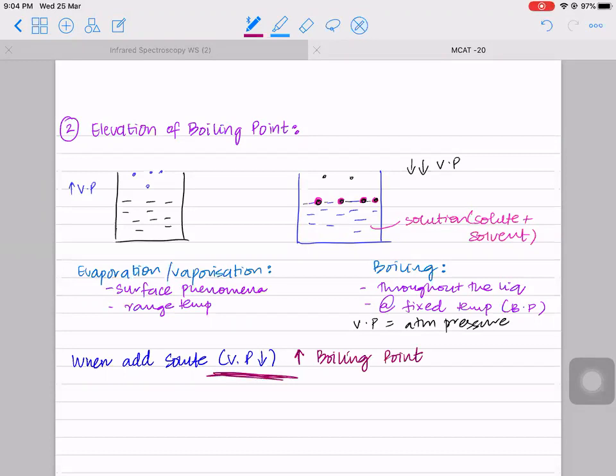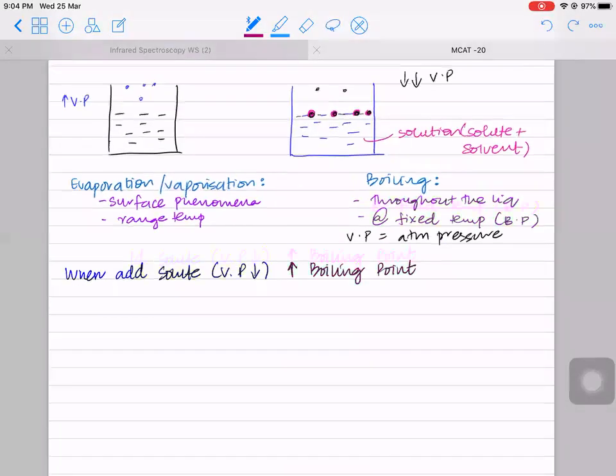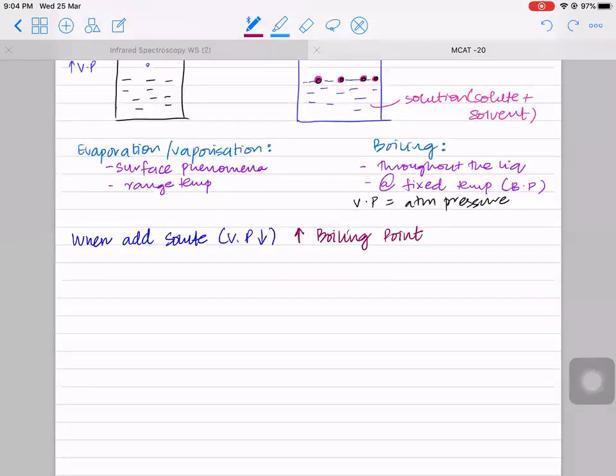So you will have to give more energy for it to become what? Vapor. So can I say in that case, if you have to give more energy, what is happening to the boiling point? The boiling point will increase. And let's see this as a graph. Let's see this as a graph of vapor pressure and temperature on the x-axis.